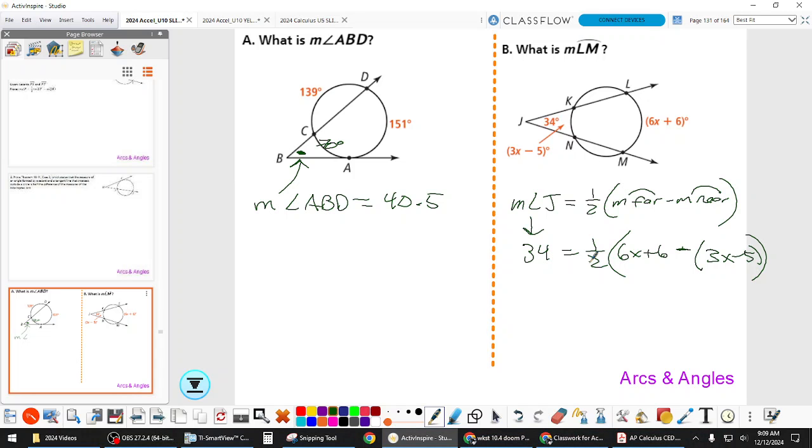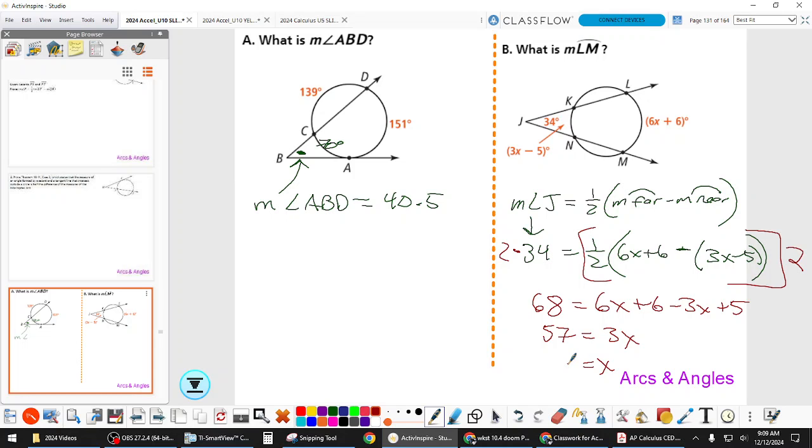How are you going to get rid of this half? Multiply it by half. No, it's already multiplied by half. By 2, but you have to do it to both sides. That just takes care of it right away. Minus 3x plus 5. So if you didn't use parentheses, you would miss that plus 5. And then solve from there. So 3x, this is 11, subtract 11, we'll get 57, and whatever that is. It's 19? Yeah. Okay.